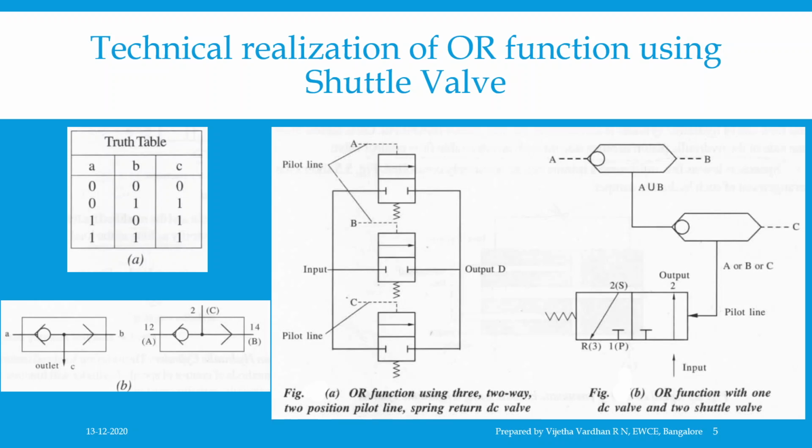The OR logic function can also be generated using one two-way, two-position pilot line spring return direction control valve in conjunction with two shuttle valves as shown in figure B. In this case, the signal applied at A or B or C will produce an output from P to S. This is how it is going to work. This is nothing but the realization of the OR function using the shuttle valve.